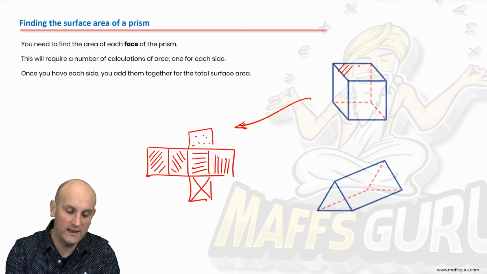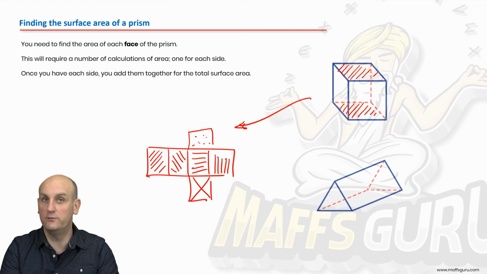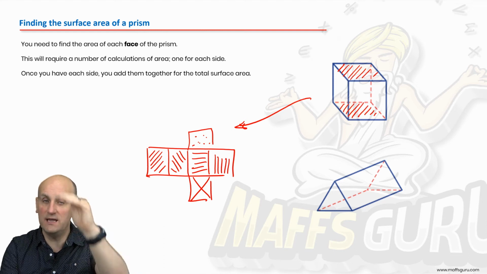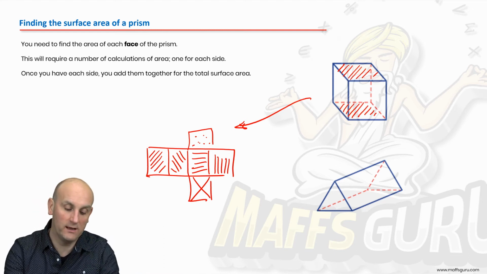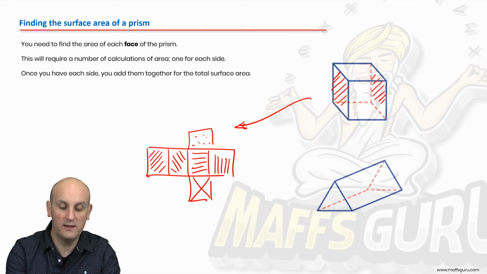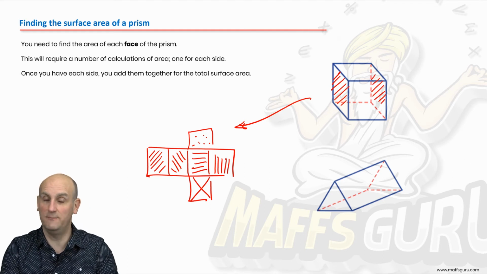Well, again, if I look at the area of this top section and the area of this bottom section, then what do we know? They are the same, because it's a prism. And likewise, if I look at the area of each of the sides, we can see the area of this side and the area of this side is also the same. Yay, how exciting. So I can halve my work for this particular shape.